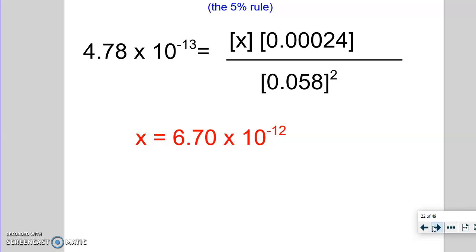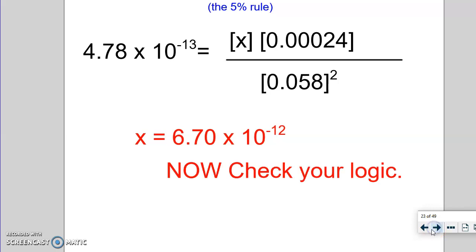So if we solve that, I'm not going to show you how to solve that. We're going to assume you know how to solve equations like that for x, and x is 6.70 times 10 to the negative 12th. So that is our x value. We basically solved the equation, but is it right? That's what we want to know. We made some assumptions there.